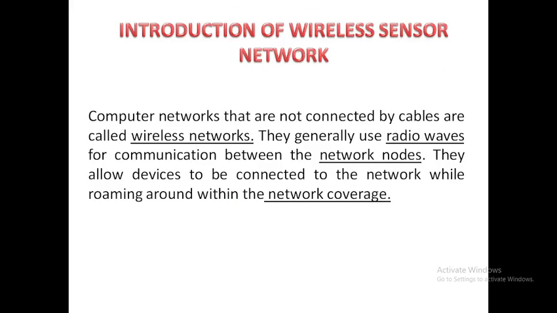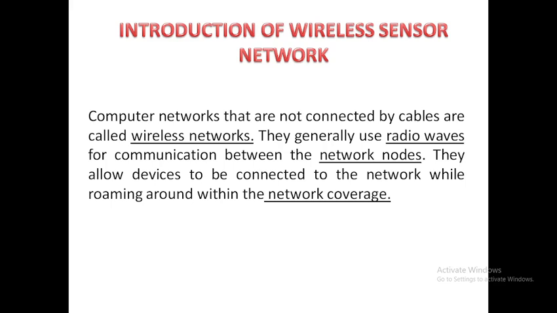Introduction of wireless sensor network. Before starting the introduction of wireless sensor network, you have to be clear about what a network is. A network is a combination of more than two people or things. Like this, a computer network is also a combination of more than two computers, more than two nodes. Computer networks are connected by cables or without cables.